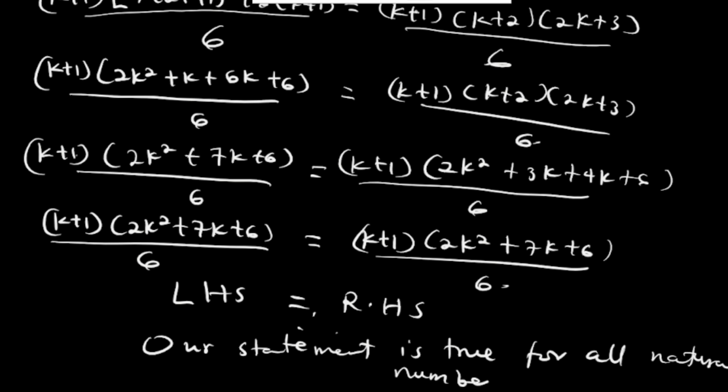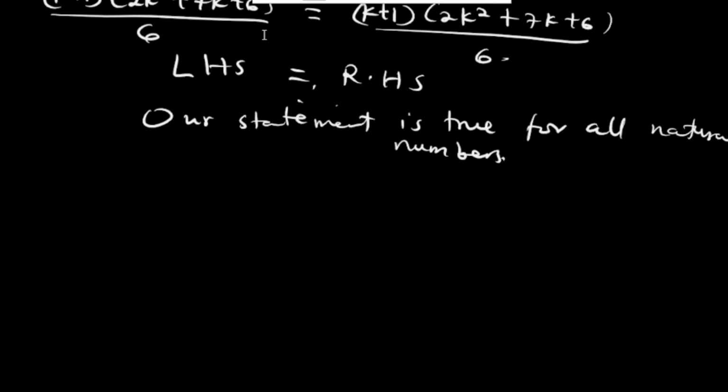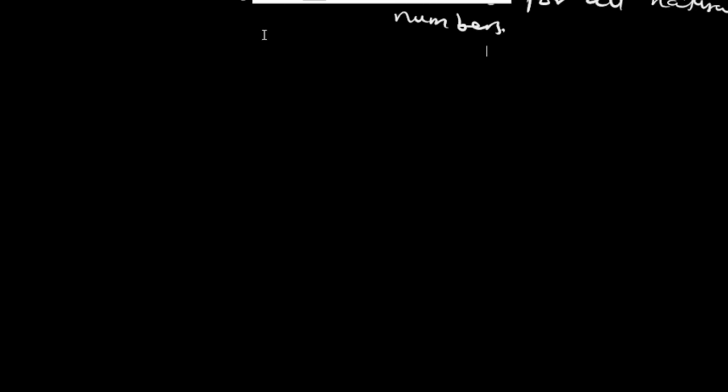So meaning that we are successful and we are proving that our statement is true for all natural numbers, and that is only for the first problem. So let's quickly move to the second problem, and the second problem is a problem involving inequality as well as factorial.